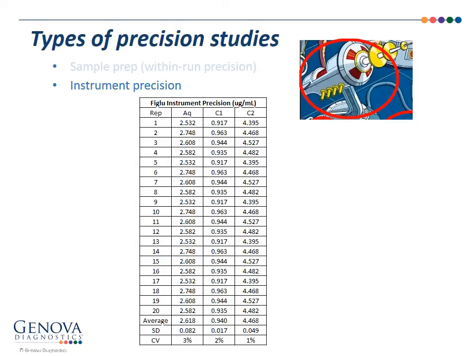We typically see much lower CVs on the instruments. This is why we spend so much money on highly accurate, highly precise instruments. Typically, we expect CVs to be less than 5%, as you see here.